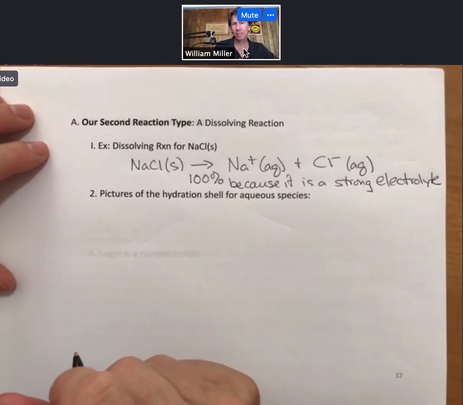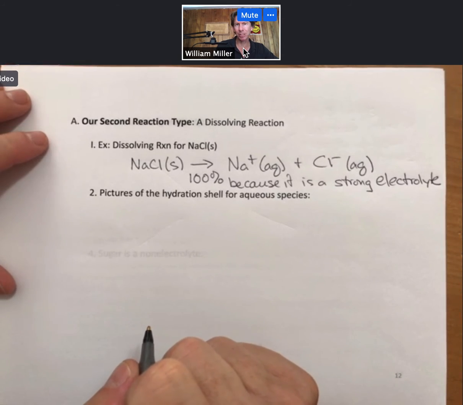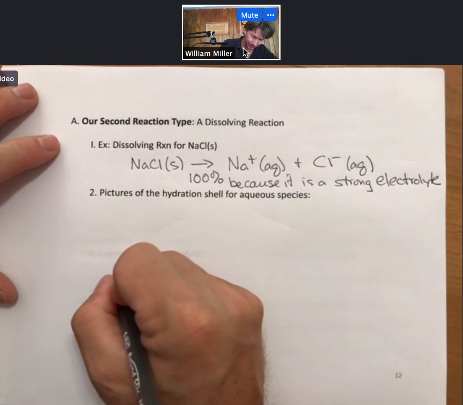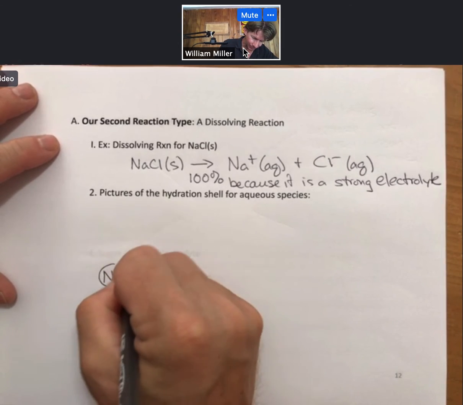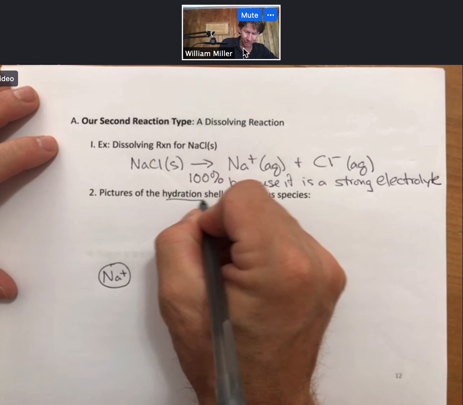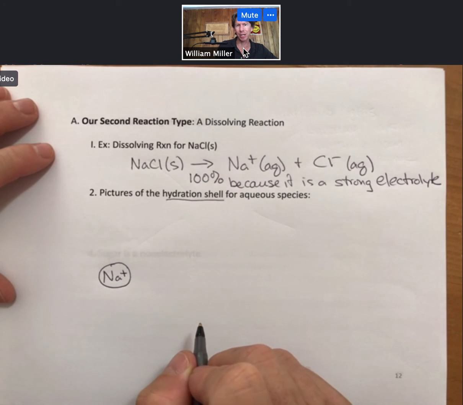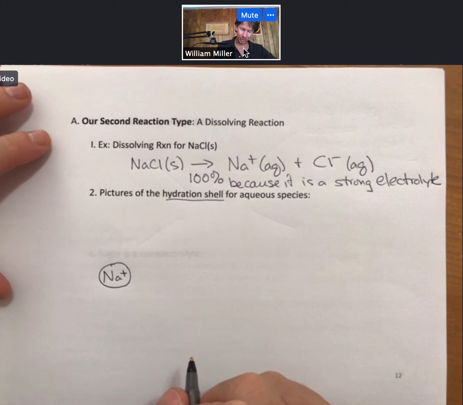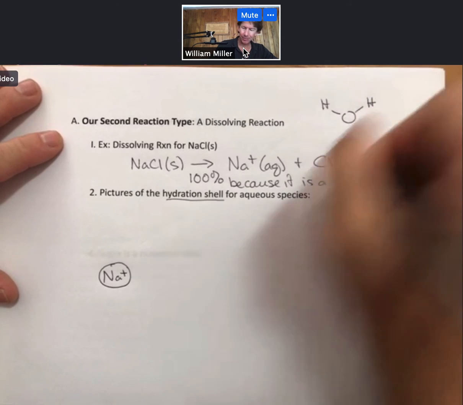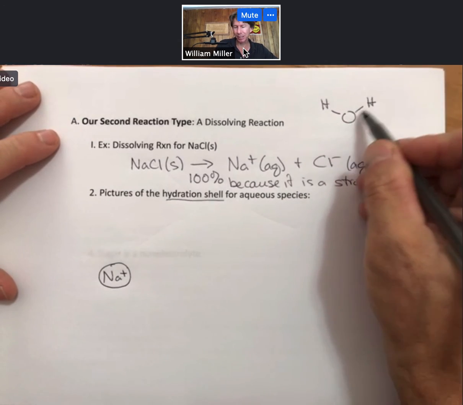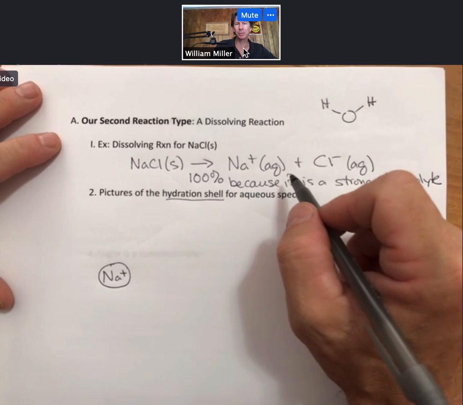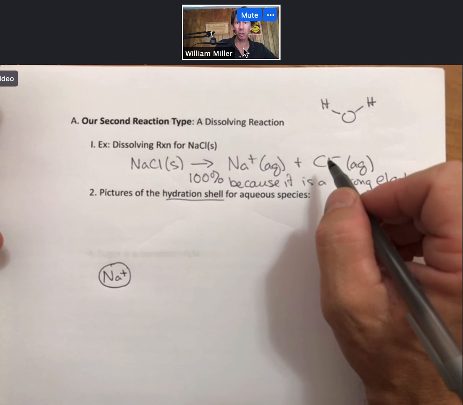Now, let's talk about what it means to be in the aqueous phase when something is dissolved. We're going to look at sodium ion. And the sodium ion, when it's dissolved in water, will have what's called a hydration shell of water molecules around it. We'll talk about this later in the course, but water itself has a bonding structure or a Lewis structure like this.